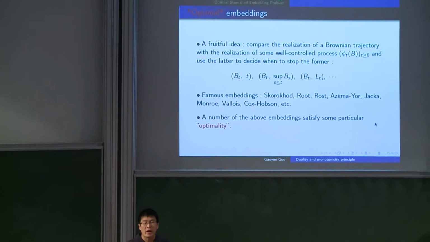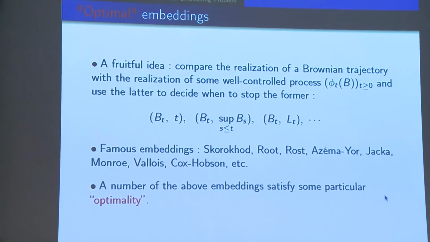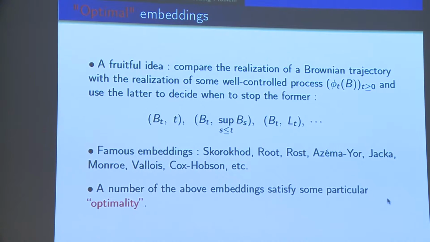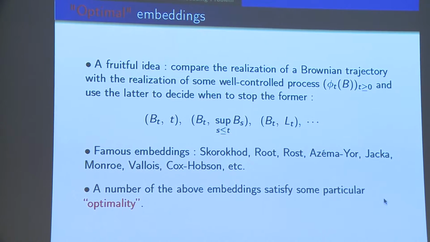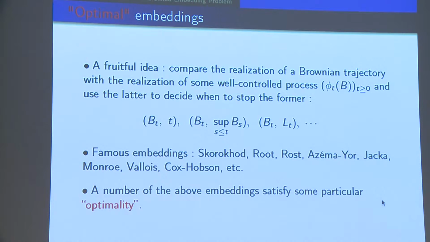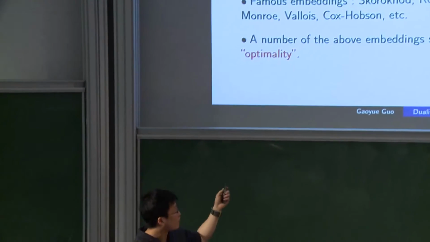A very heuristic idea is the following. They compare a realization of a Brownian path to another well-controlled process, usually depending on the Brownian motion, and use the latter to decide when to stop the former. So if we take this well-controlled process phi to be t, a deterministic process, we get the Root solution. If we take the running maximum, we get the Azéma-Yor solution. And if we take the local time, we get the Vallois solution. More interestingly, several solutions enjoy optimality, to be defined in the following.